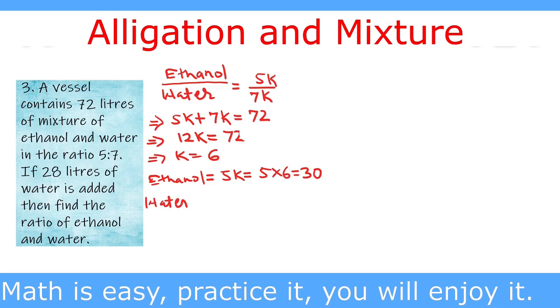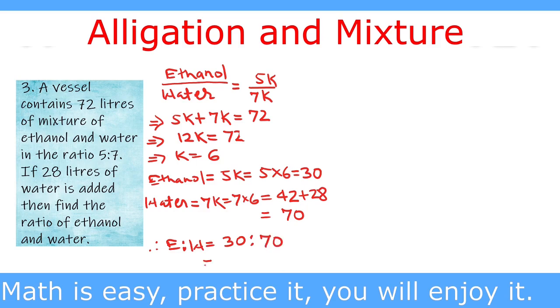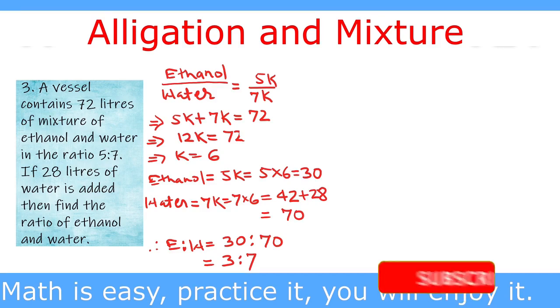And the initial quantity of water is 7K. This is equal to 7 multiplied by 6, which is equal to 42 liters. Now 28 liters of water is added. So we add 28 to 42. This becomes 70. 42 plus 28 is 70. Therefore, ethanol ratio water is 30:70. This is equal to 3:7. On adding 28 liters of water, the ethanol to water ratio becomes 3:7.